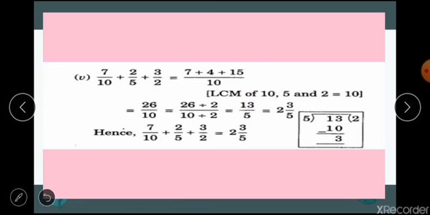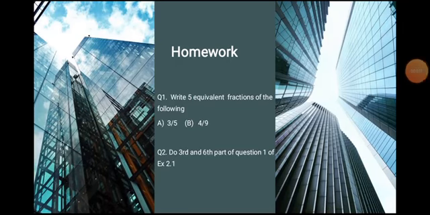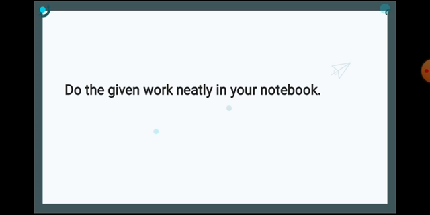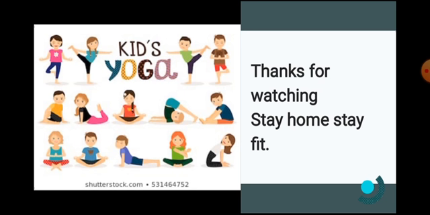So student, this is your homework for today. Write 5 equivalent fractions of the following: 3 upon 5, and the second one is 4 upon 9. And second, you will do question number 1, and you will do the third and sixth parts of question number 2 of exercise 2.1. Do the given work neatly in your notebook, and hope it is clear to all of you.